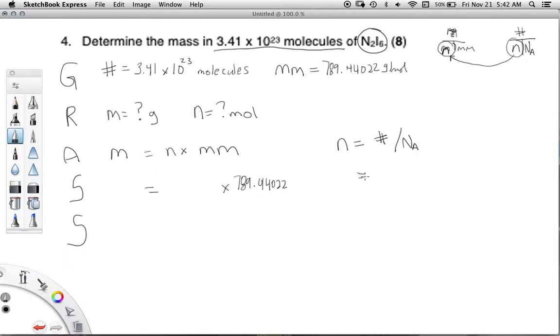Alright, so let's go and plug in. The number of molecules is 3.41 times 10 to the 23 divided by Avogadro's number. If I'm going to substitute, I need to put it here. Avogadro's number is 6.02 times 10 to the 23 molecules per mole, 6.02 times 10 to the 23 equals.